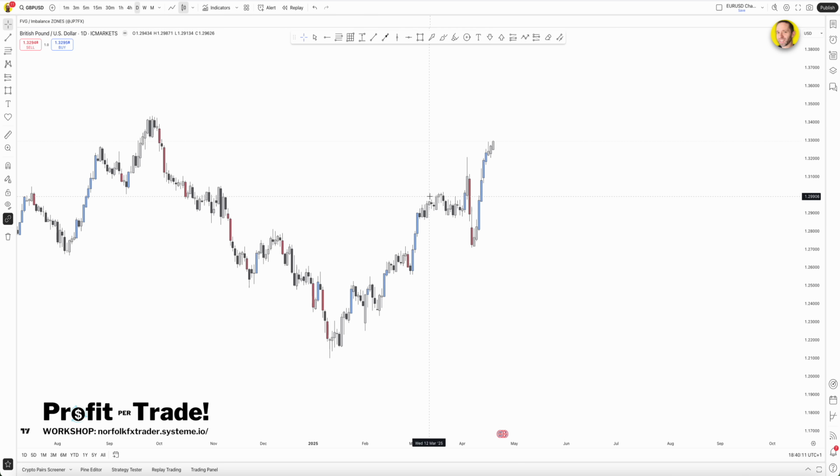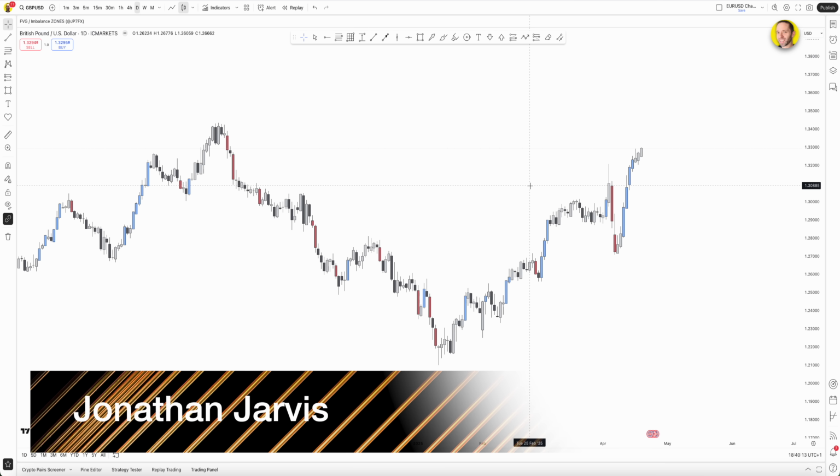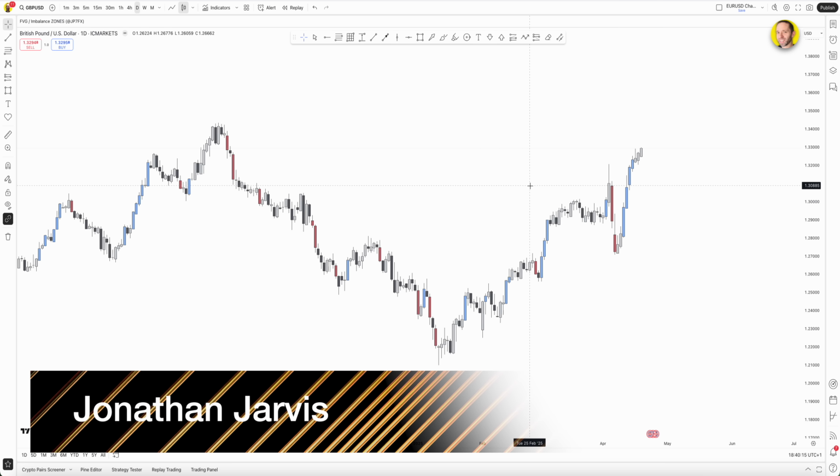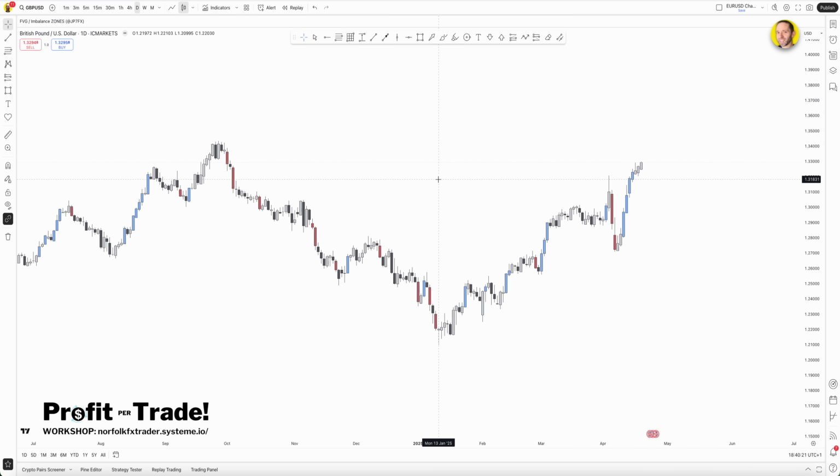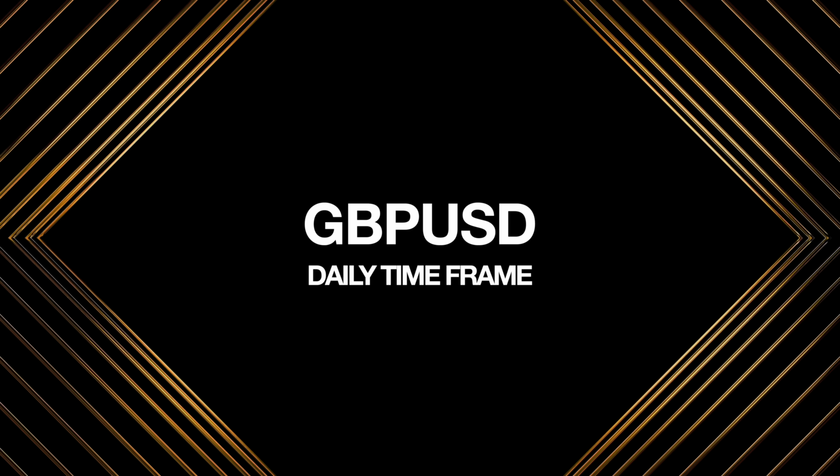Today, I'm going to show you a concept that helped me in my trading when I was trading with the candlesticks on the chart. I couldn't understand why price was turning before it got to areas of supply and demand. We'll walk through it first on the pound US dollar pair on a daily time frame.